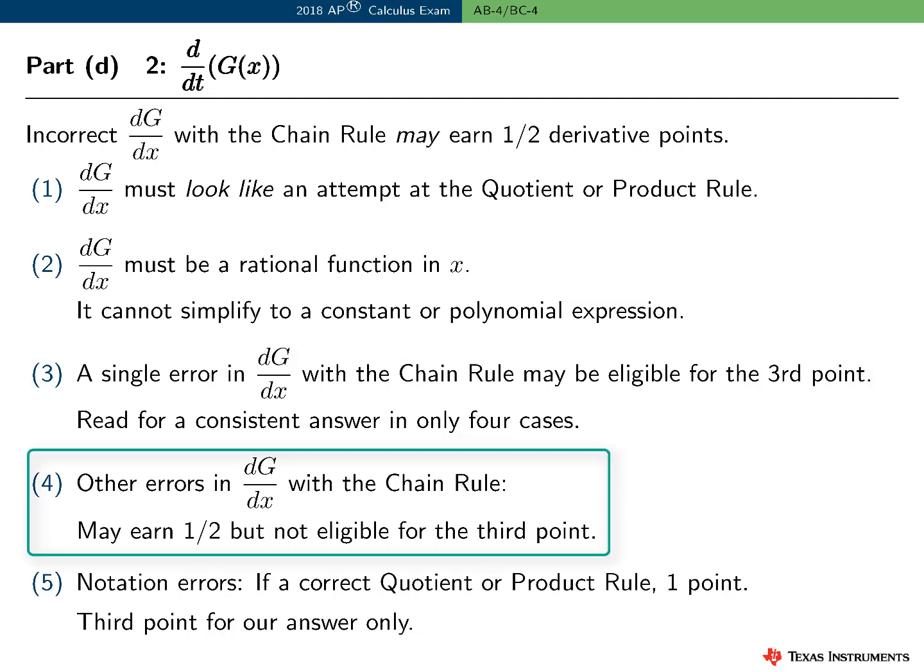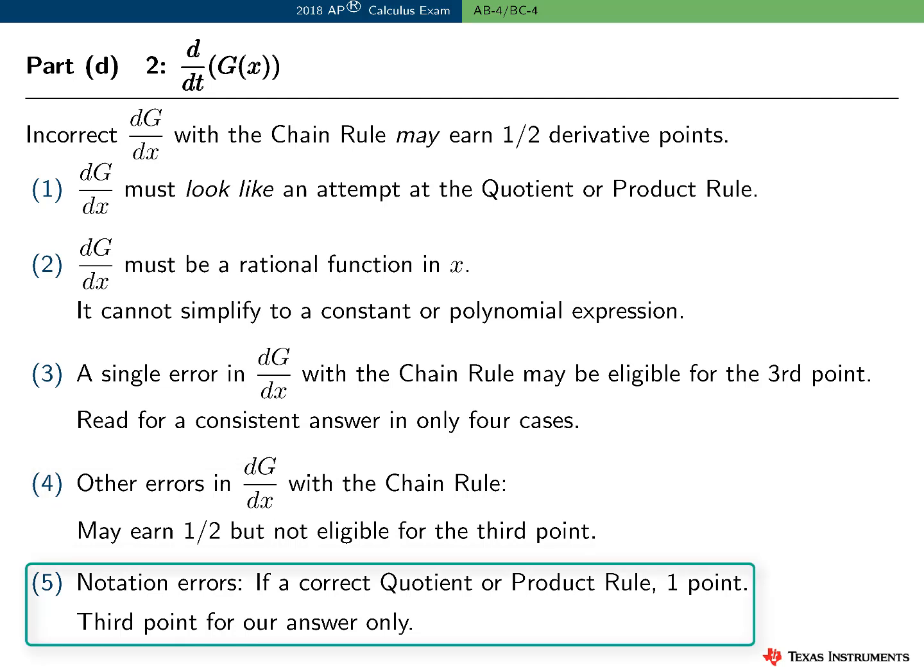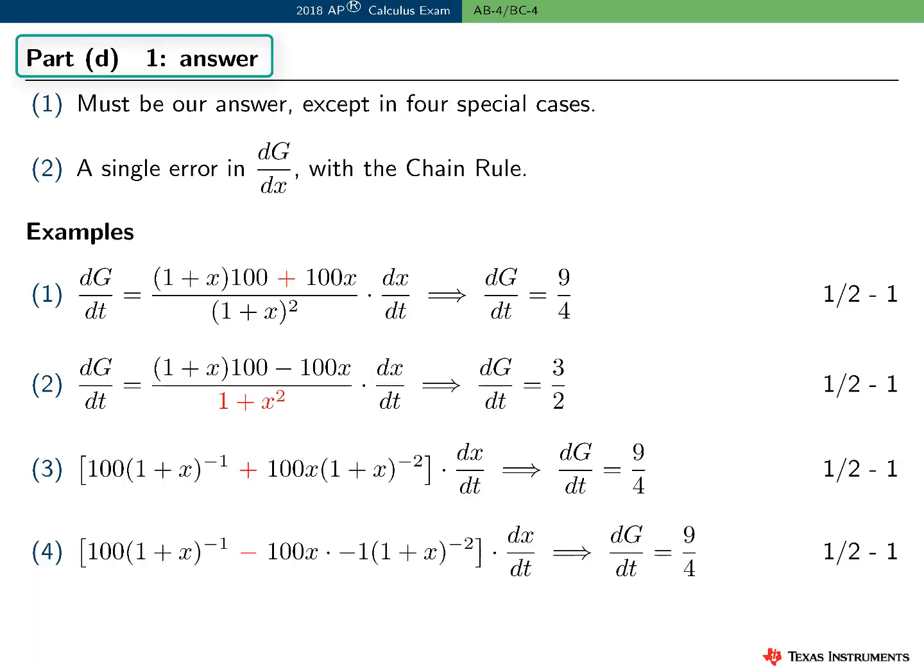If there were other errors in dg/dx with the chain rule, the student may still earn 1 out of 2, but they're not eligible for the third point. And when there are notation errors, if there is a correct quotient or product rule, the response earns 1 point. And the student can only earn the third point for our answer.